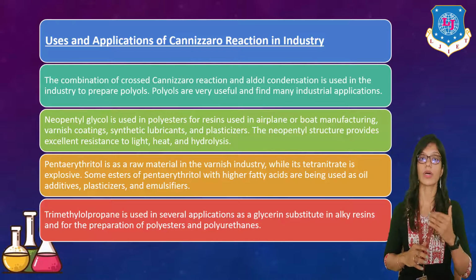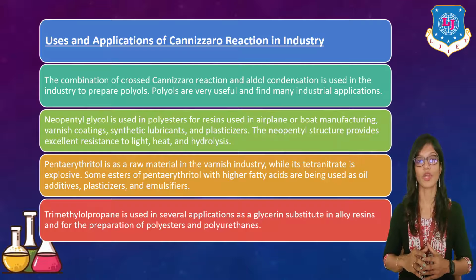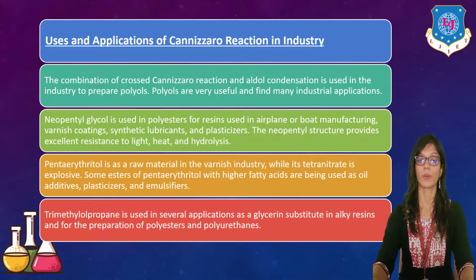Pentaerythritol, one of the important products formed using this reaction, is a raw material in the varnish industry, while its tetranitrate is an explosive. Some esters of pentaerythritol with higher fatty acids are used as oil additives, plasticizers and emulsifiers. Trimethylolpropane, which is also an important example, is used in several applications as a glycerine substitute in alkyd resins, and it can also be used for the preparation of polyesters and polyurethane.